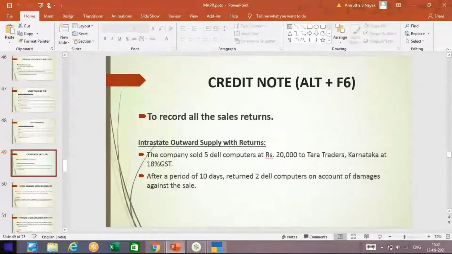Same thing, do this. The company sold 5 Dell computers at rupees 20,000 to Tara Traders, Karnataka. After a period of 10 days, returned 2 Dell computers on account of damages against the sales. Company sold 5 Dell computers.